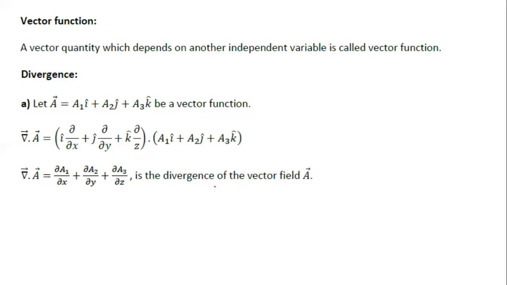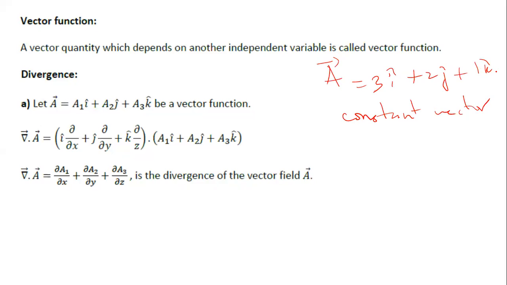And now let's talk about vector functions. Vector function means, if you have a certain fixed vector, for example, 3i plus 2j plus 1k, consider this a constant vector. How do I say that this is a constant vector? This is a vector quantity, of course, but it has a fixed magnitude. The magnitude would be the square root of 3 square plus 2 square plus 1 square. You can find out the magnitude, right?